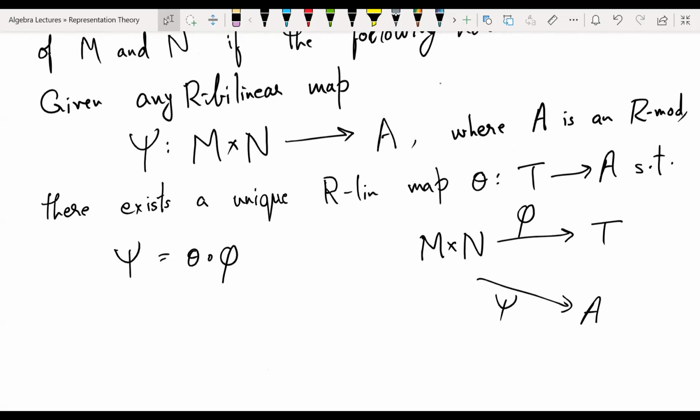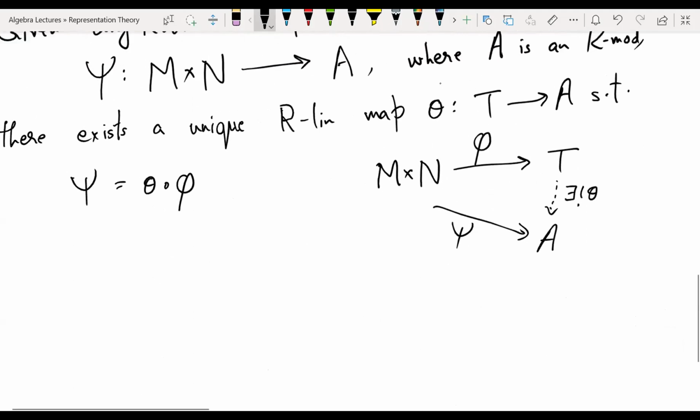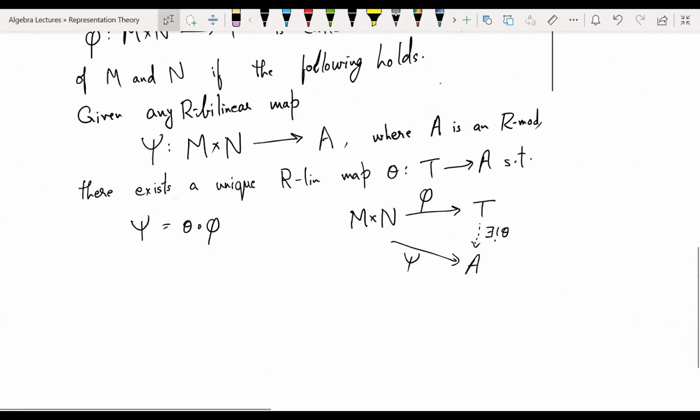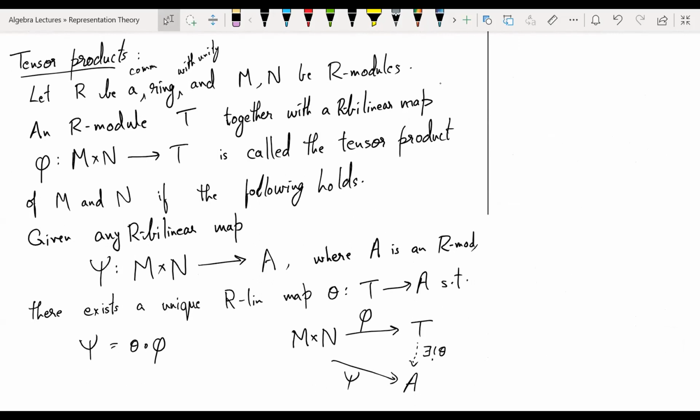And so you call T the tensor product if, given any bilinear map, you can find this theta. Okay. So this is what the tensor product of two R modules looks like. Of course I've defined it, but it's not clear why such a tensor product exists.